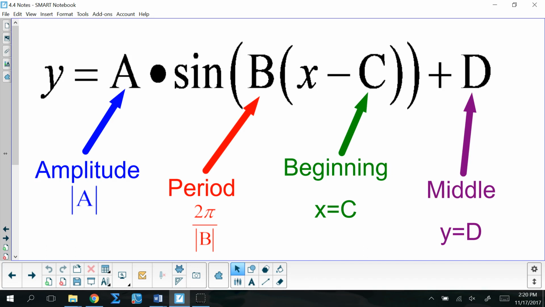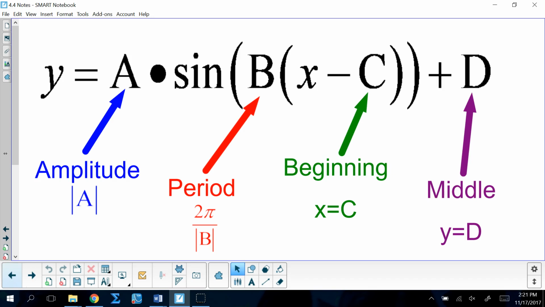Okay? So, here are our four transformations on our sine or our cosine curve. Remember that A is the vertical stretch or the vertical shrink, the vertical accordion, if you will. B is the horizontal accordion, the horizontal stretch or the horizontal shrink. C is the horizontal shift, so that's going to move our graph left or right, and we think opposite with C because it's inside the parentheses.